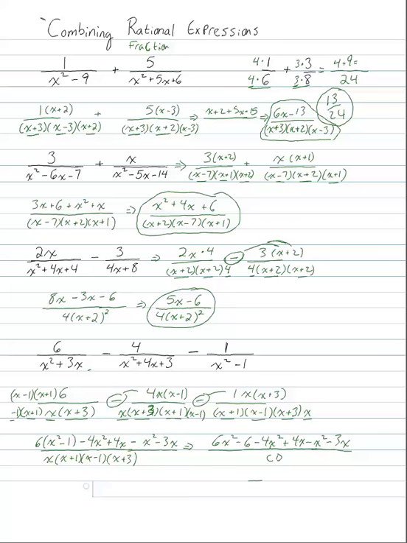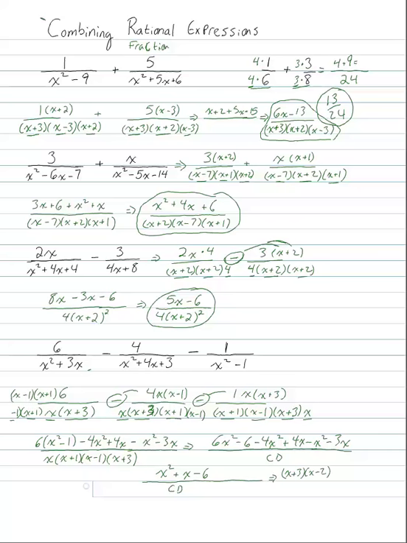Now I'm going to go ahead and combine like terms and see if it's factorable. 6x squared minus 4x squared minus x squared should just give me an x squared. Positive 4x minus 3x should give me a positive x, minus 6, all over my common denominator. This is factorable. I can factor this. I would get x plus 3, x minus 2.